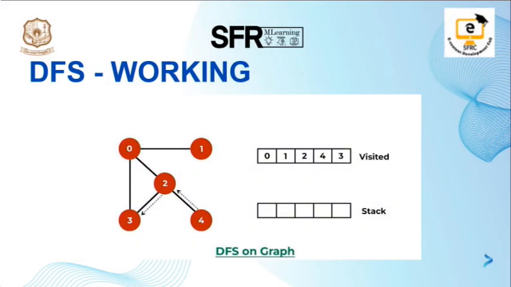Now, the top of the stack is 3. So, visit node number 3 and pop it from the stack and put all of its adjacent nodes which are not visited into the stack. Now we can see that the stack is empty, which means that we visited all the nodes in the graph. This is the depth first search for a graph.